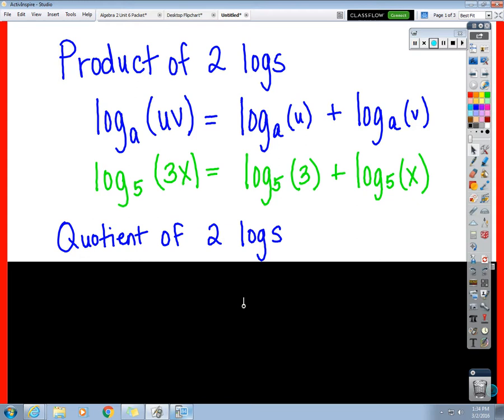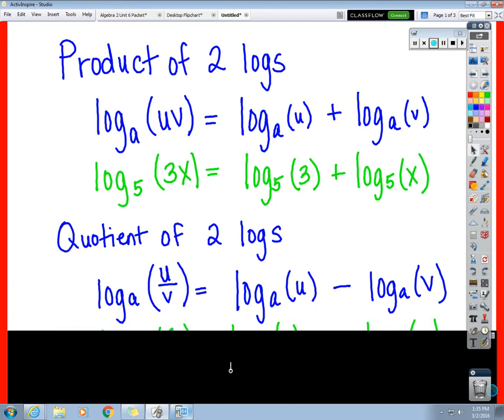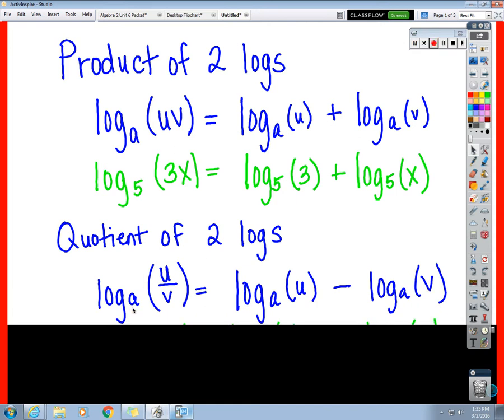Now we're going to learn about what to do when you have a quotient of two logs. What does quotient mean? Divide. Write it down, guys. Here's an example of the quotient of two logs: log base a of u divided by v. It's pretty much the same thing as when it's a product, except you subtract them. So you write it twice. One has the u, the other has the v, but you subtract.